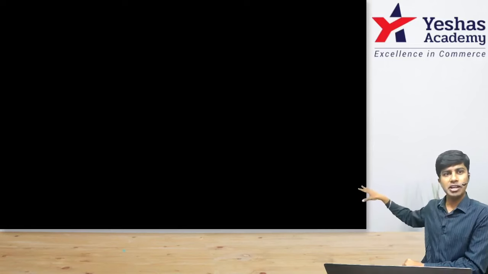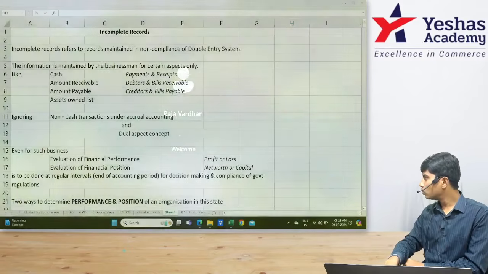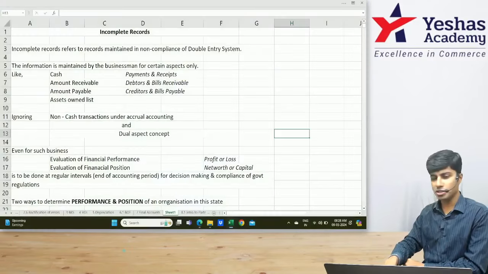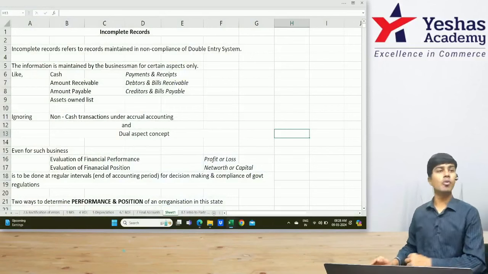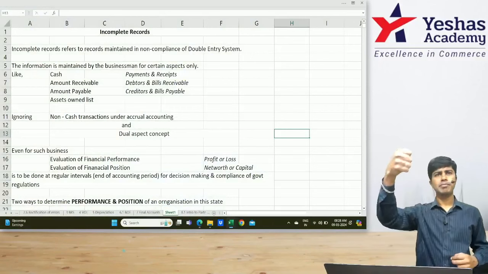Because these records are maintained by a person who doesn't know accounts. This chapter is applicable to such kind of an entity which is run by a person who doesn't know much of accounts. So one quick revision. What is this?